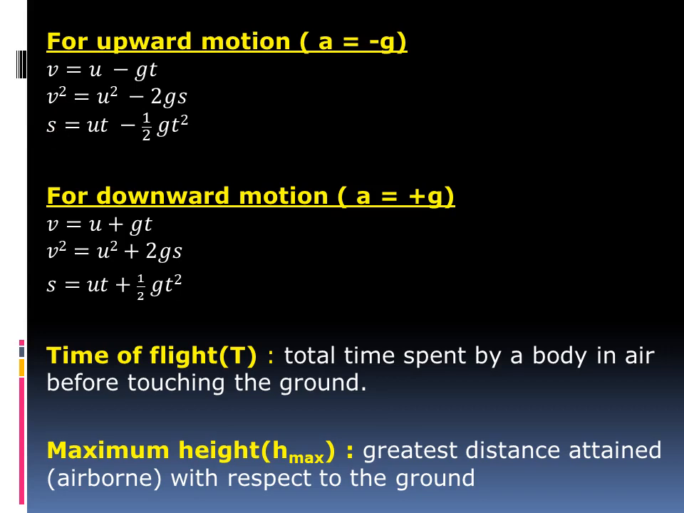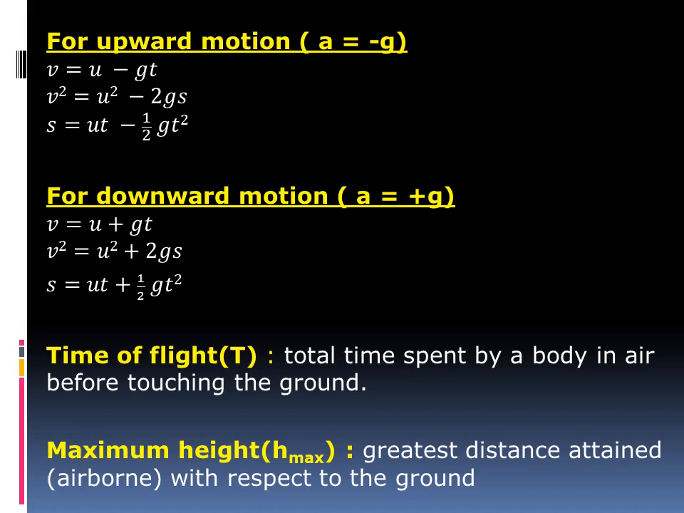Now for downward motion, acceleration equals positive g, since the direction of motion and the acceleration of gravity are in the same direction. Now the first equation becomes v equals u plus gt. The second one becomes v squared equals u squared plus 2gs, and then s equals ut plus half gt squared.